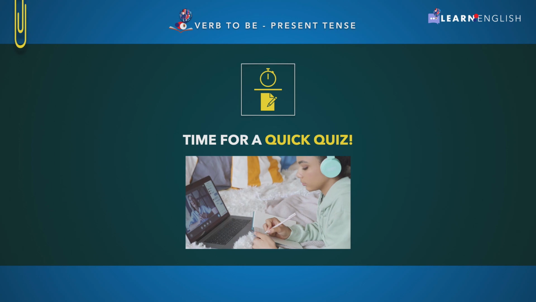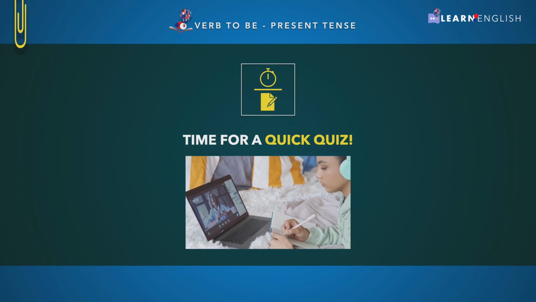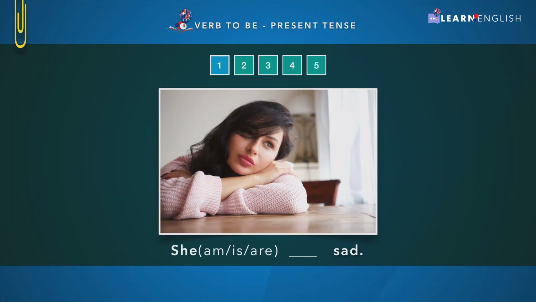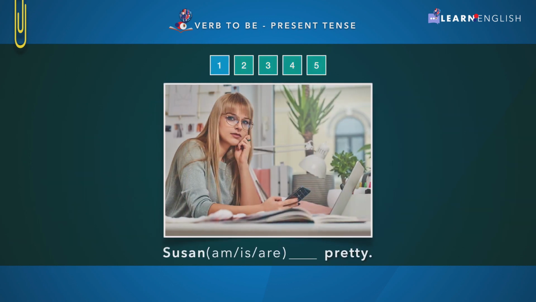Choose the correct option and fill in the blanks. You need to select the correct option between am, is, and are. As in this case, she is sad. Ready?